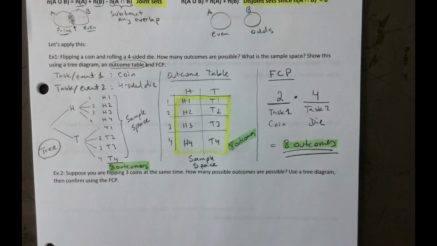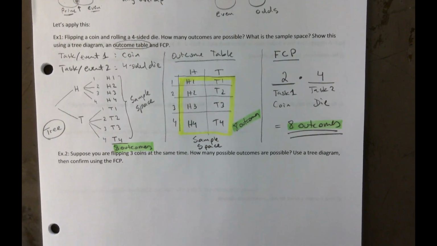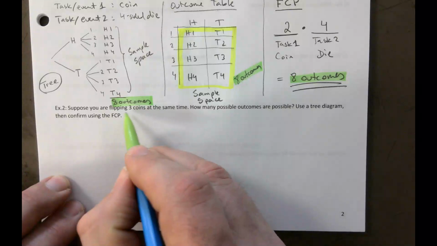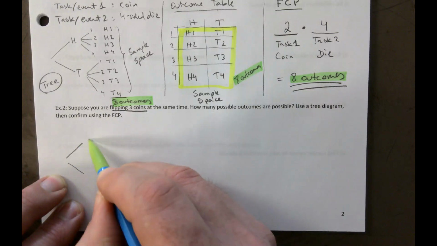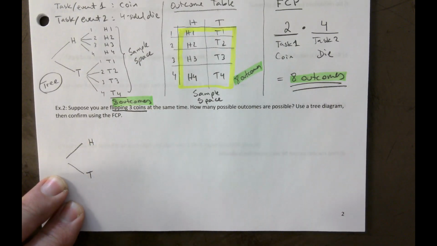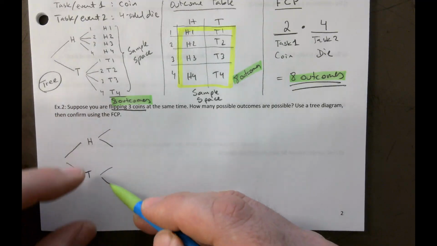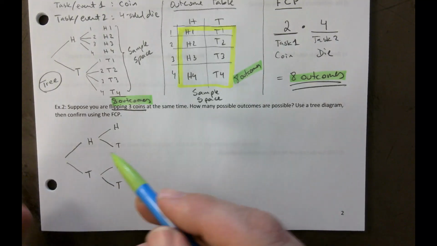And then the second one, suppose you're flipping 3 coins at the same time. How many possible outcomes are there? Use a tree diagram, then confirm with the fundamental counting principle. So a tree diagram allows you to analyze more than just 2 events. You're flipping 3 coins. Okay, so coin number 1 can land on heads or tails, and then coin number 2 gets tacked on. So this is your second event. Okay, heads or tails, heads or tails, and then our third event.